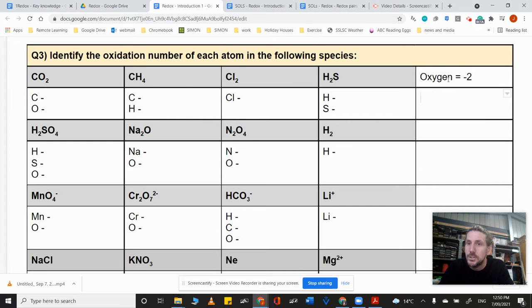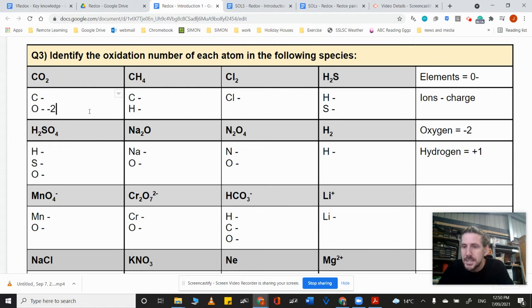Sorry, I should go in order, shouldn't I? Not oxygen equals -2. Elements equals 0. Ions equal the charge. Then oxygen equals -2, and hydrogen equals +1. Alrighty, so let's assign this information to this situation here.